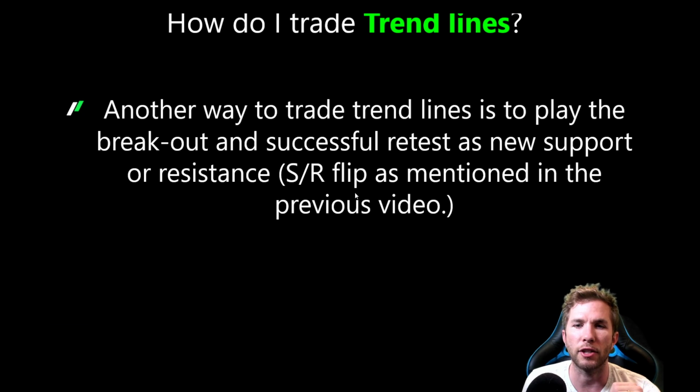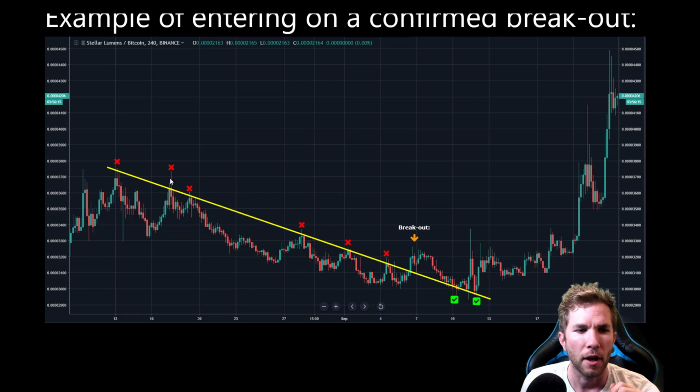So another way to trade trends is to play the breakout and successful retest as new support or resistance. So an SR flip, mentioned in the last video that we did on support and resistances. So something like this where you've got that downward slope, just like we talked about with Stellar Lumens. We had the breakout and then we confirmed this as strong support.